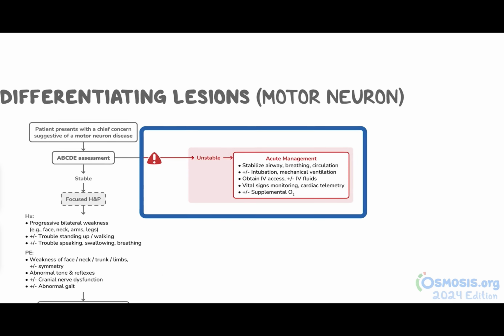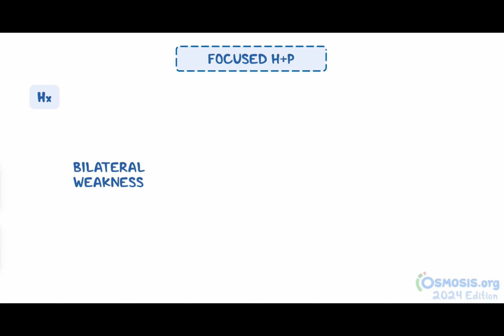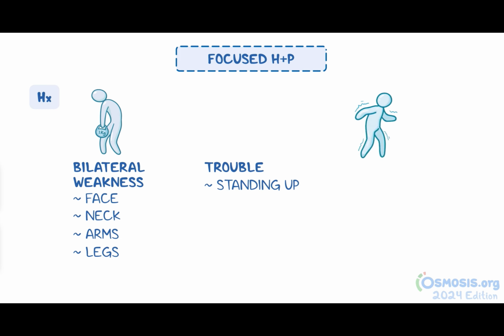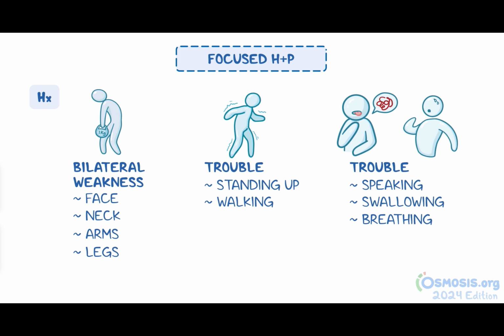Now let's go back to the ABCDE assessment and focus on stable patients. In this case, obtain a focused history and physical examination. The patient will describe progressive bilateral weakness, which could affect muscles of the face, neck, arms, or legs. Some patients might describe trouble standing up and walking, while others might report trouble speaking, swallowing, or breathing.